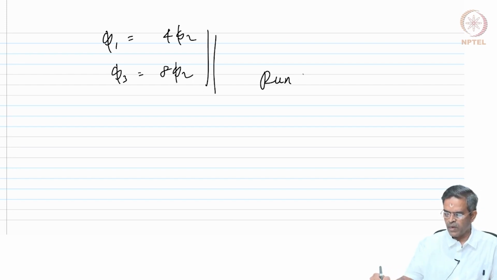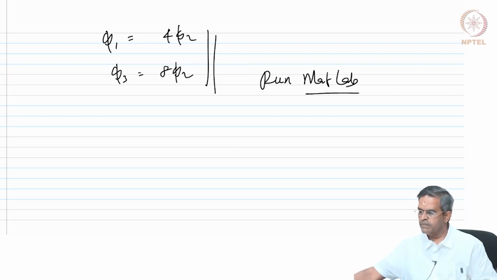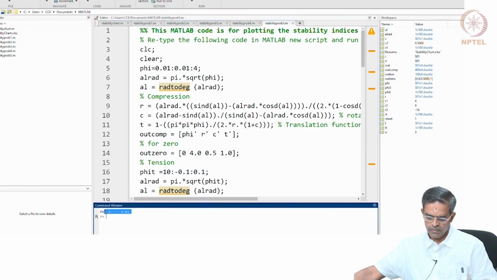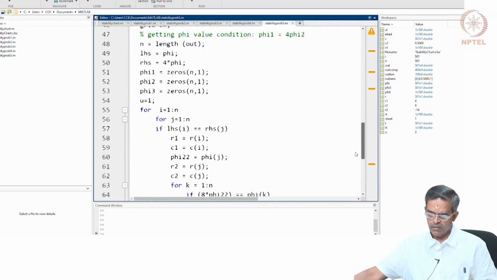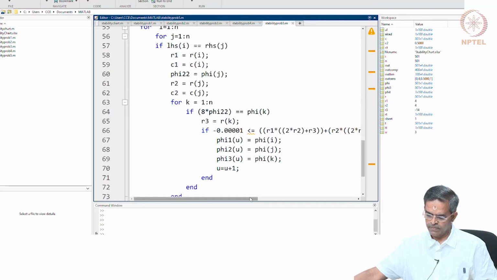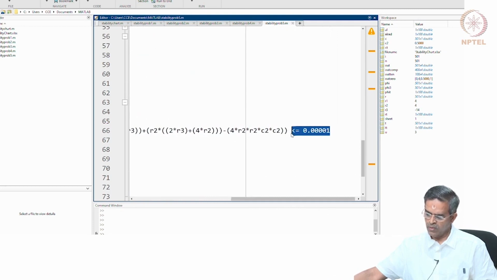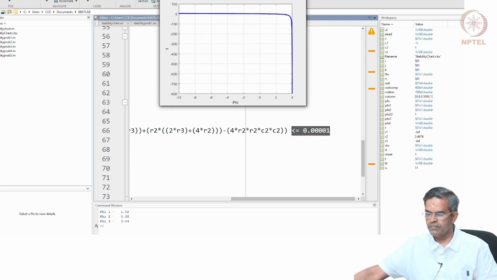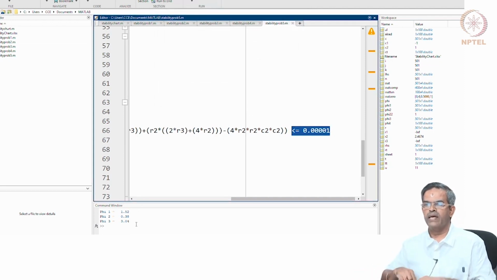Okay. Let us run the MATLAB program for the fifth problem. So this is the fifth problem. We have the program here. We have the characteristic equation, which is here. Set to close to 0 0, okay, not 0 0 0. Let us run this program. I get these charts of R, T and P. I get phi 1, phi 2, phi 3 as you see on the screen.